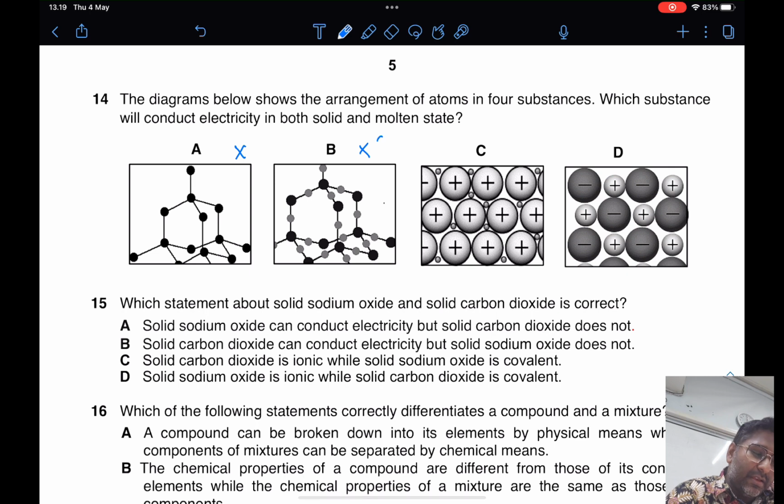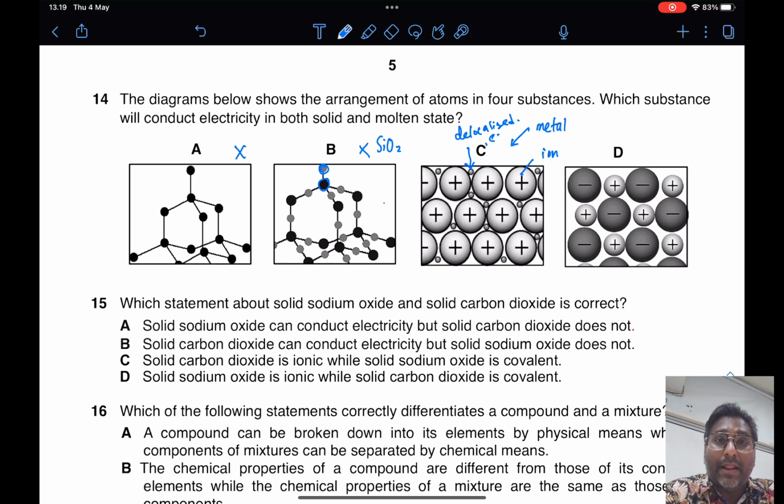This one, if you go and read about it, you can see one element and another different element. This is SiO2, but basically this is going to be a giant structure. They do not conduct electricity. And if you look over here, this is a structure of metal, where you have the ions and all these delocalized electrons. Do remember, delocalized electrons can conduct electricity. So this will be the answer.